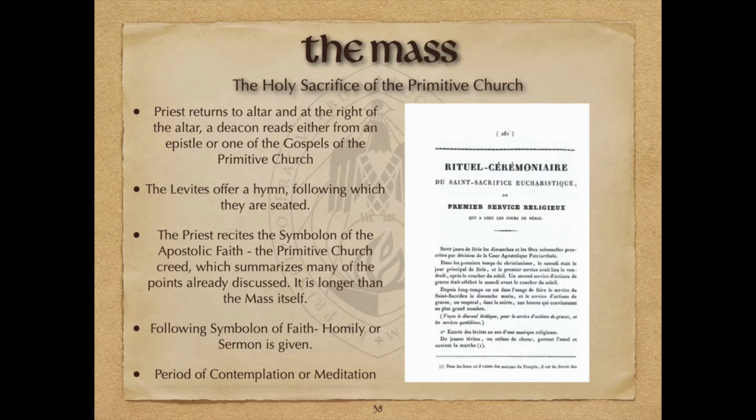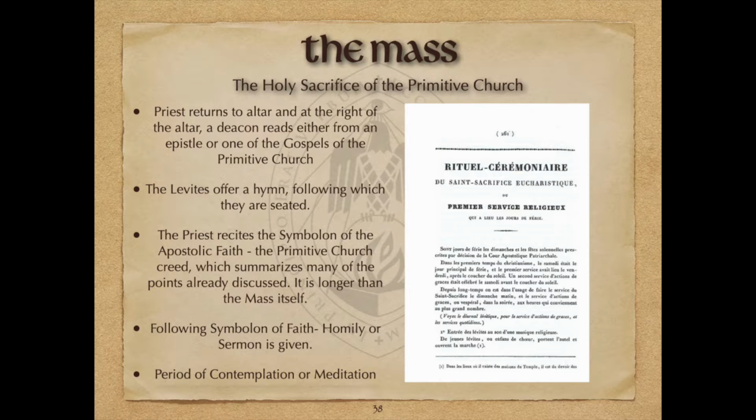Now, then the priest begins by reciting what's called the symbolon, or the symbol of the apostolic faith, which is essentially the creed of the primitive church. And as I've noted prior, this is actually longer than the Mass itself. It is several pages in the text.